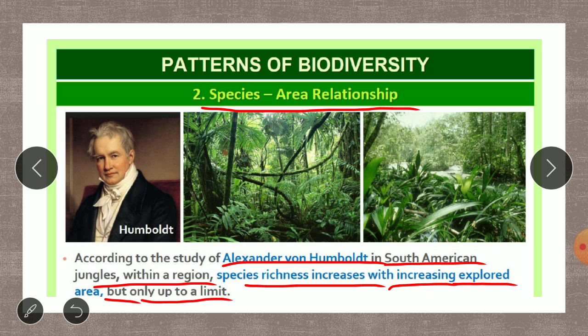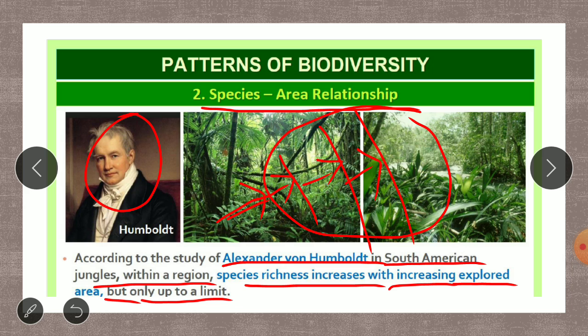Here, what is happening? I will tell you. Alexander von Humboldt was doing research on the South American jungles, and what he found out was, suppose I am having a region and I start from here. As I am going inside and inside, here fewer species are present, here more species are there, here the maximum number of species are there.